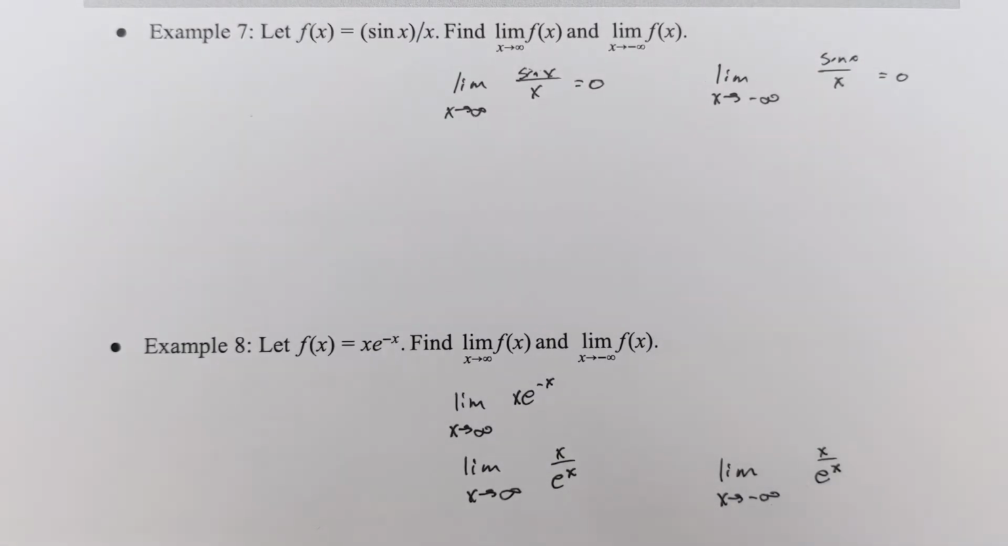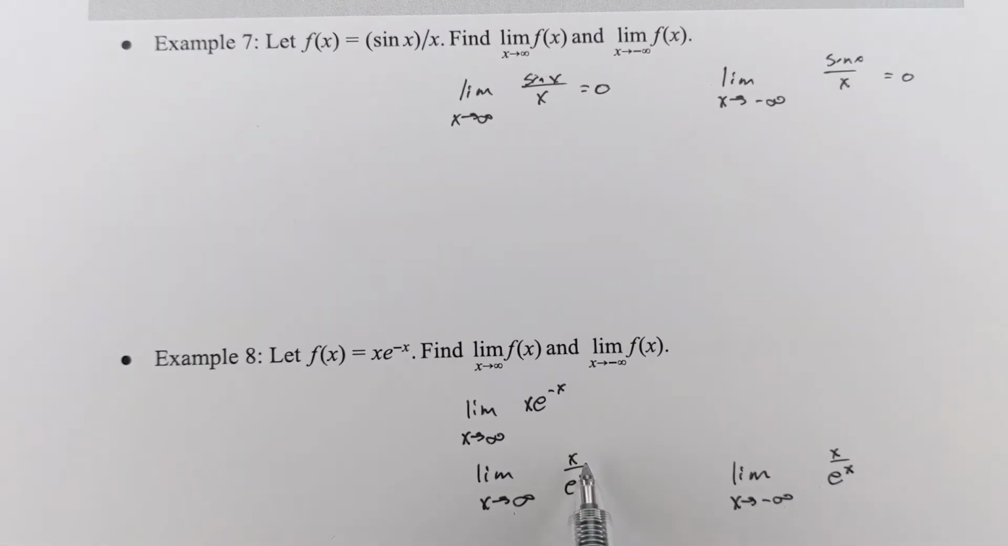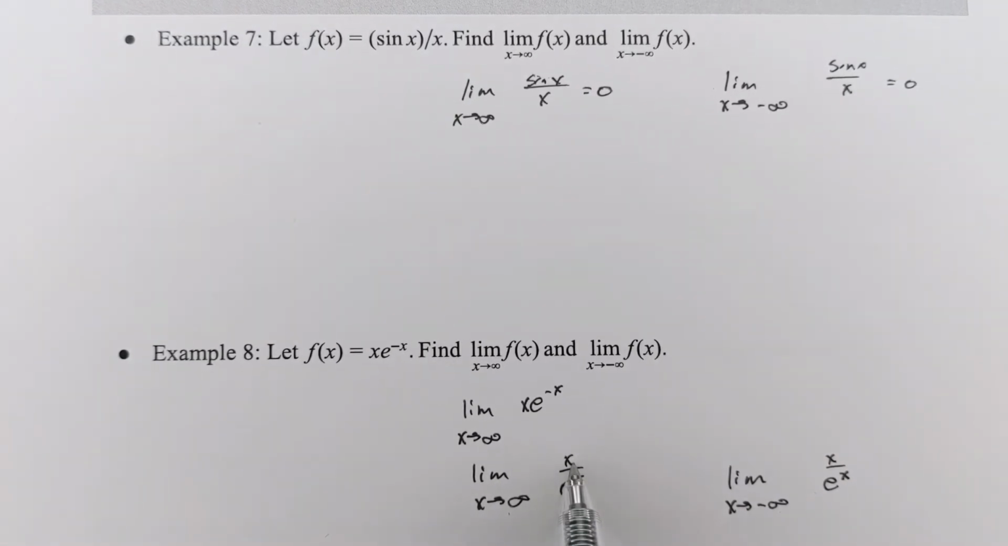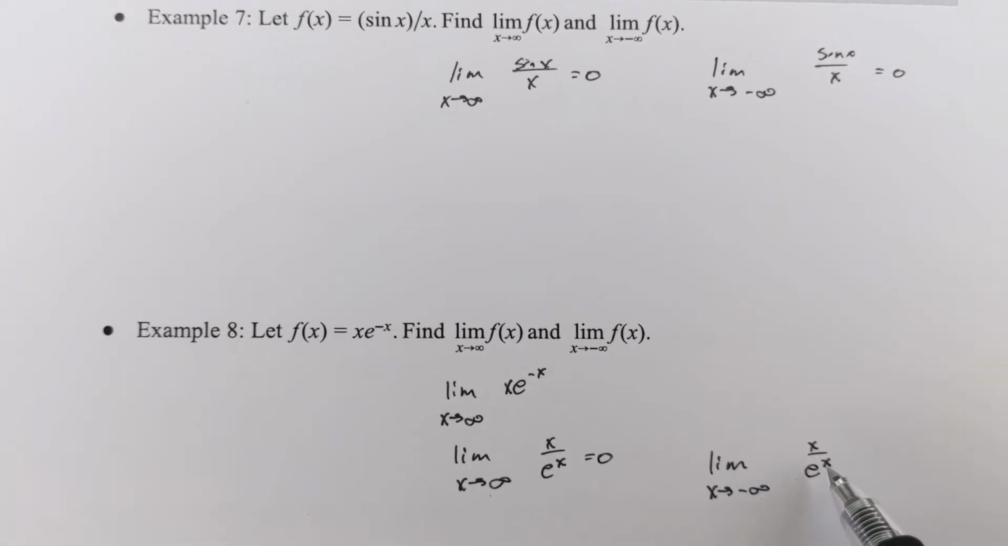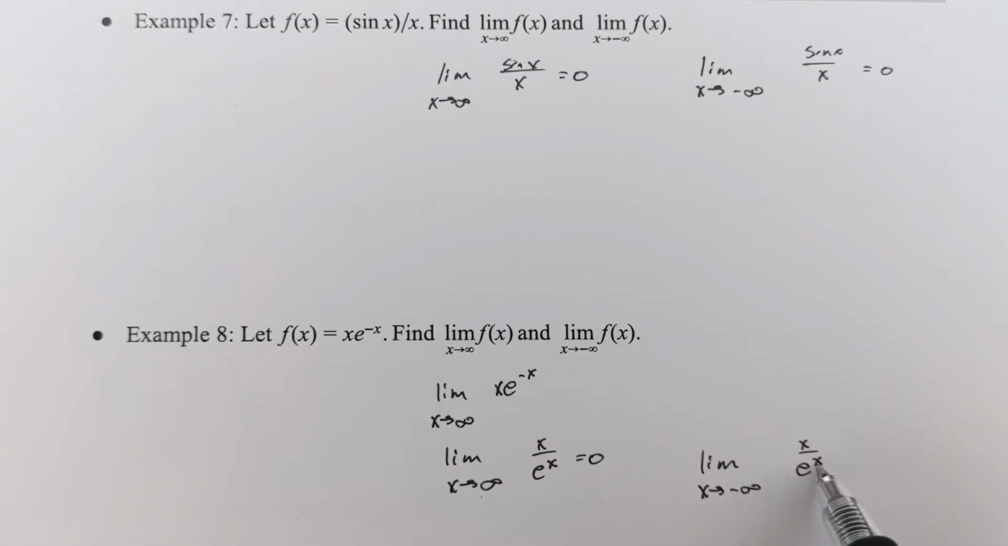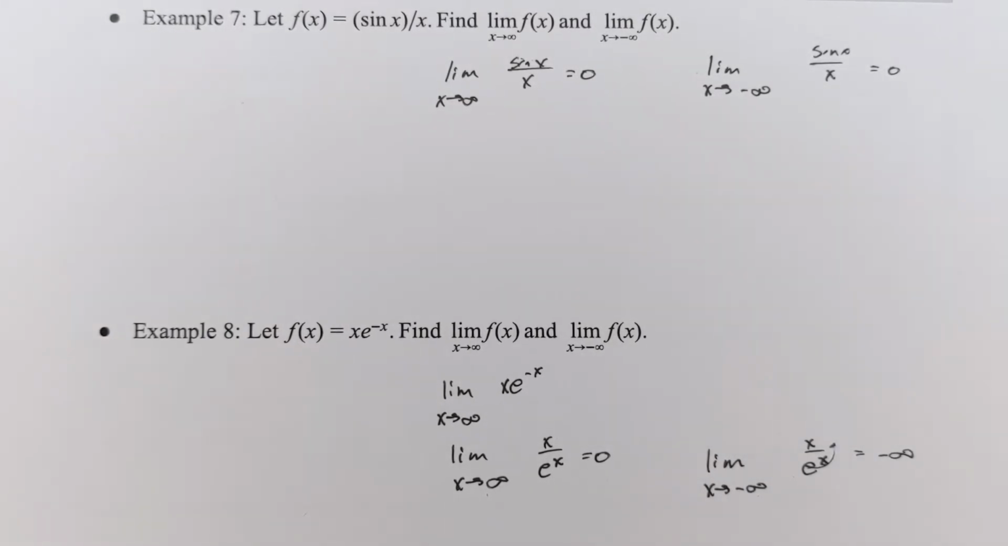If x is infinity, the bottom is going to grow much larger, much quicker than the top, so the first one becomes 0. Over here, though, if I make e have a negative exponent, it's going to move up to the top. So it's a very large number, and that's a negative number, so this is going to be negative infinity.